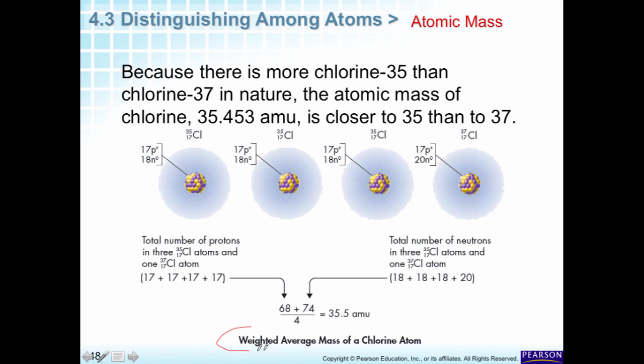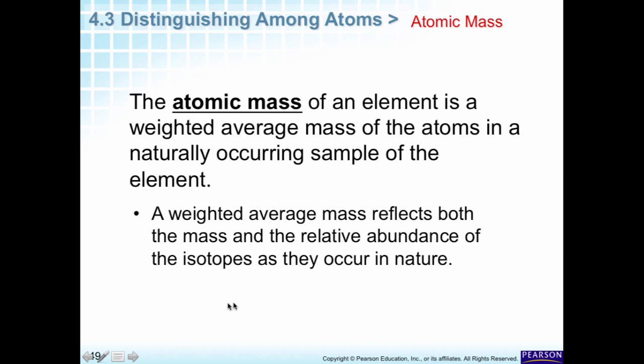Okay, this is called a weighted average. And that is how we determine atomic mass. That's why our atomic masses are all in decimal values. So the atomic mass of an element is a weighted average.